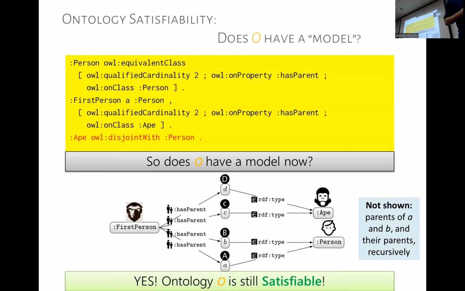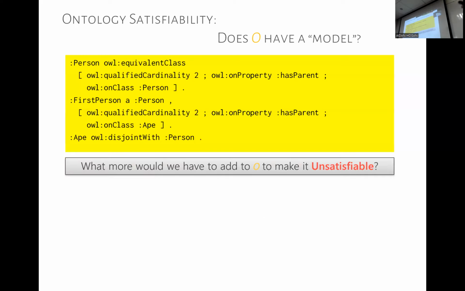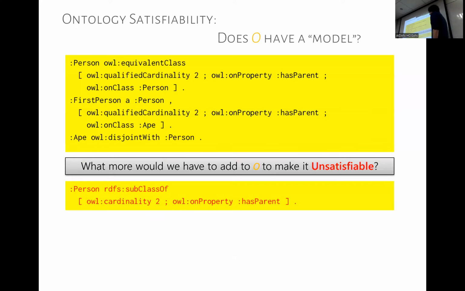Okay. So what would we need to add to this ontology to make it unsatisfiable? What would be the next thing? We could say, for example, first person has two parents without the qualified part, just cardinality two. If we added that person is a subclass of cardinality 2 on the property has parent, so all people have at most two parents, now we can no longer construct a model that fits the ontology.